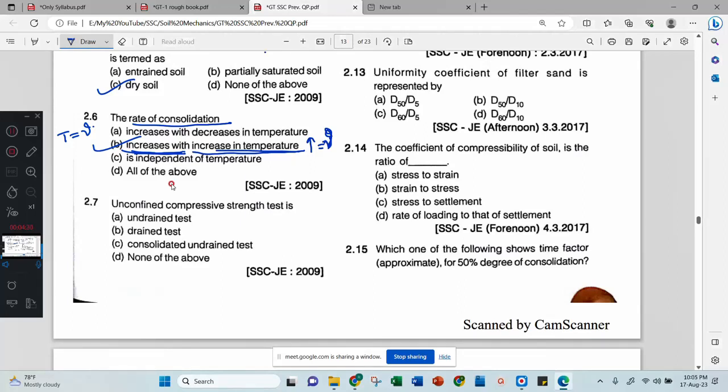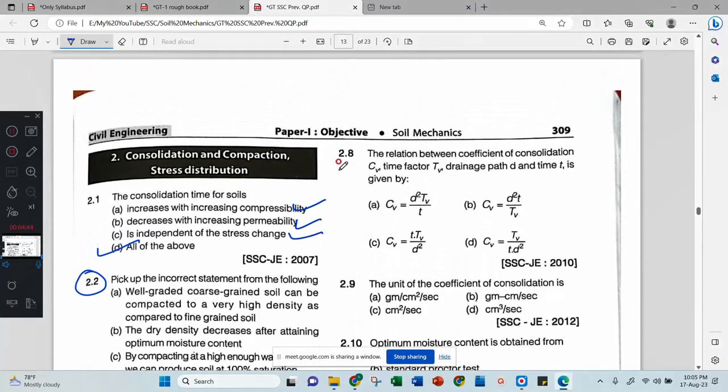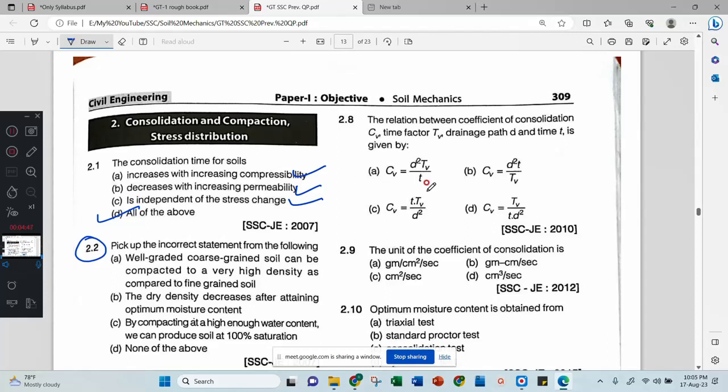Unconfined compression strength test is from the shear strength chapter. It is an undrained test. Which is the correct answer? First one, sir. Correct answer.